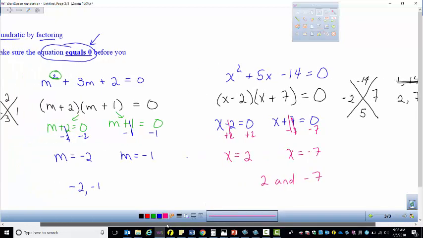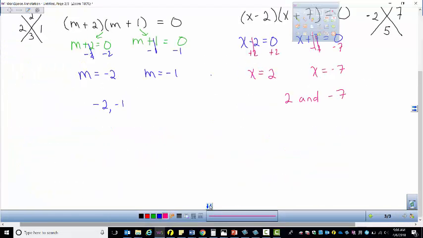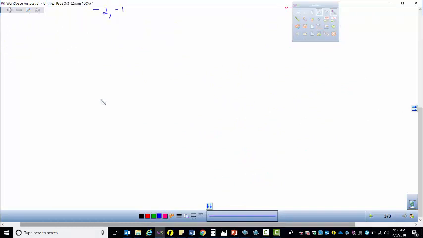Okay, now let's try one that's a little bit different. Let's say that we have x squared plus 15x equals negative 36. So this one, we have a problem. This does not equal 0. So before you factor, you have to make it equal 0.